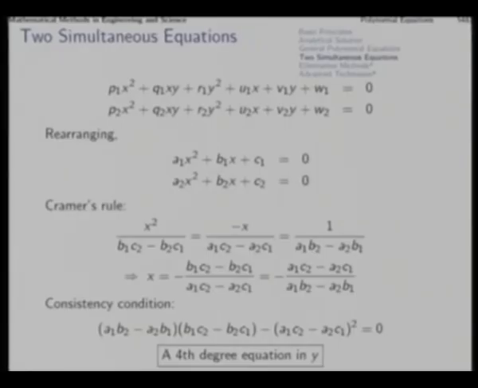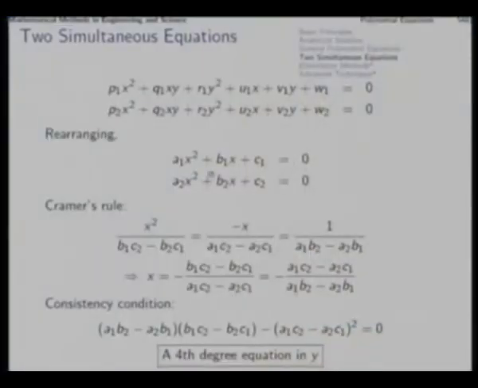Then we approach our school knowledge of common root for these two polynomials, common solution for these two quadratic equations, and the result is given by Cramer's rule. x square by b1 c2 minus b2 c1 is equal to minus x by a1 c2 minus a2 c1 is equal to 1 by a1 b2 minus a2 b1. So, that we write. Now, if we consider the equality of these two, then from there we get one expression of x, that is minus this thing divided by this thing, that is this.